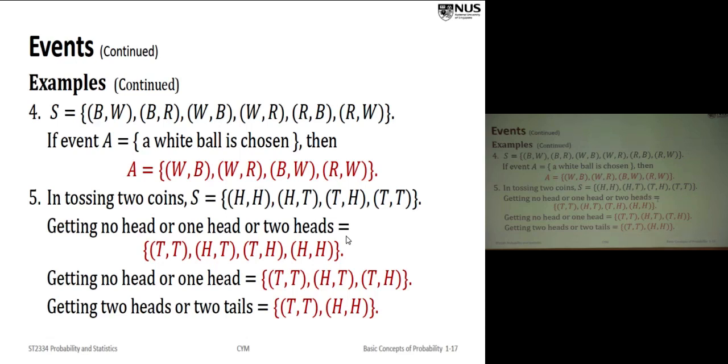If you look at the second example, this is again an event: getting no head or one head. Here you get no heads, here you get one head, here you get one head. This phrasing is critical. It's "or." If it said "and," getting no head and getting one head, that's obviously something that can't happen. There's a mathematical way to describe that event: it's called the empty set. We're going to talk about that in a moment. And this is the event getting two heads or getting two tails. So here I get two heads and here I get two tails.